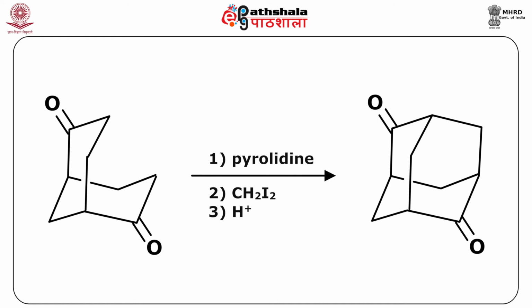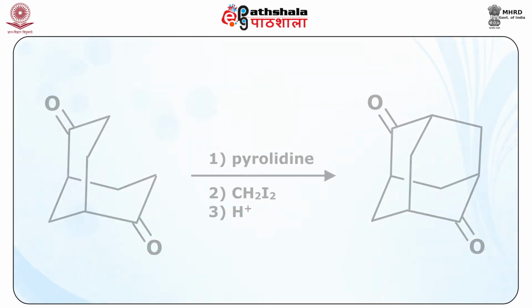2,6-disubstituted adamantanes may be obtained by direct synthesis or as a minor component of specific ionic substitution reactions. The treatment of 2,6-bicyclononadione with pyrrolidine and methylene iodide, followed by acid hydrolysis, provides pure 2,6-adamantanedione. This is a very good, simple one-step synthesis for 2,6-adamantane derivatives.